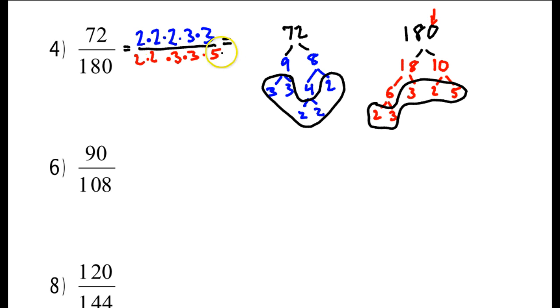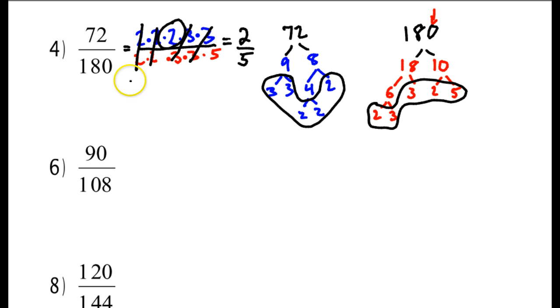Okay. And now you can cancel. Remember, cancel means equals 1. 2 divided by 2 is 1. 3 divided by 3 is 1. 3 divided by 3 is 1. So I'm left over with 2 on top, 5 on the bottom.